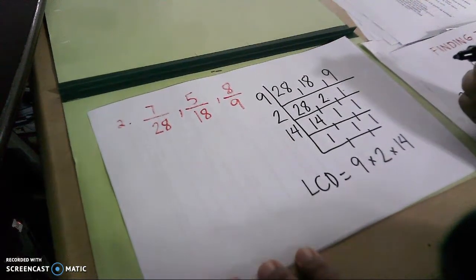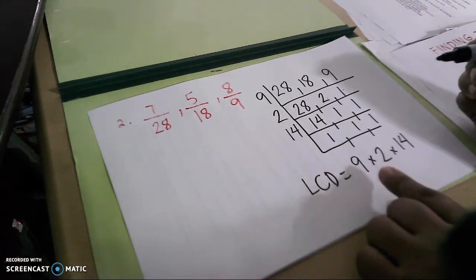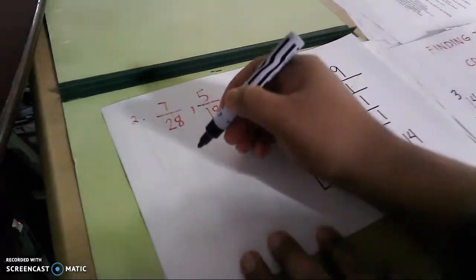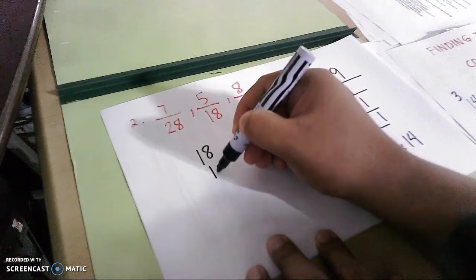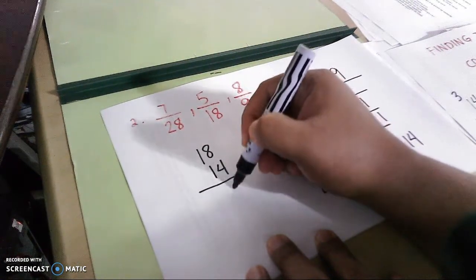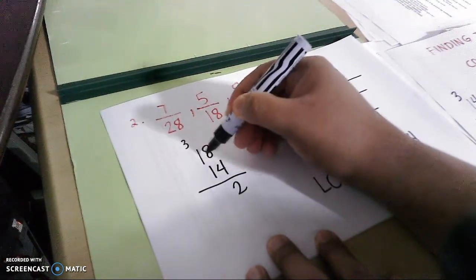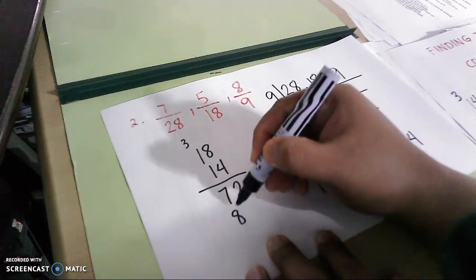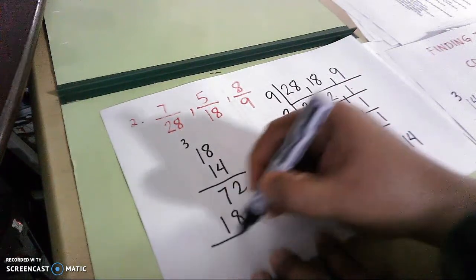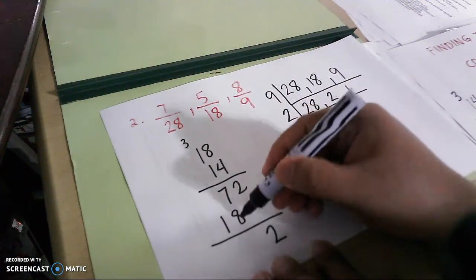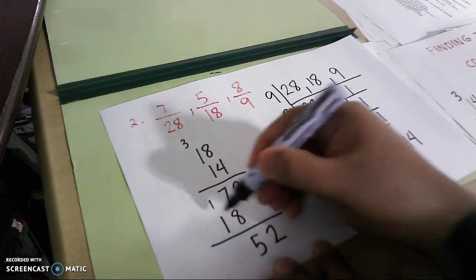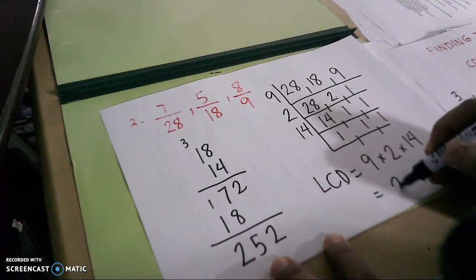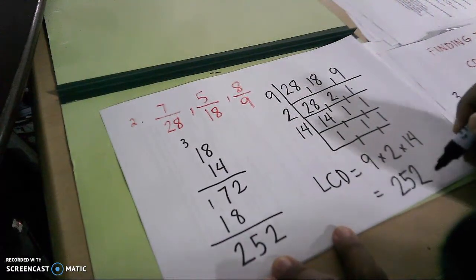So, do not be shy to compute manually. 9 times 2 is 18 times 14. Let's do it here. 18 times 14. That's 4 times 8 is 32. 4 times 1 is 4, plus 3 is 7. 1 times 8 is 8. 1 times 1 is 1. So we have here 2. 7 plus 8 is 15. 252. So therefore, the LCD is 252.